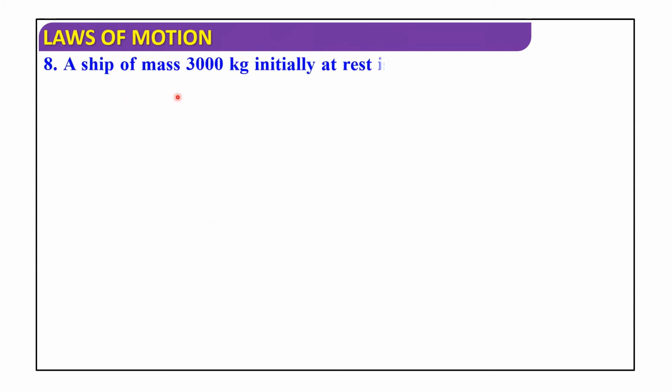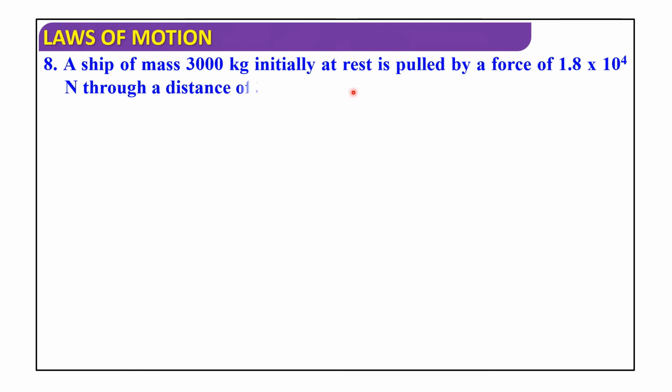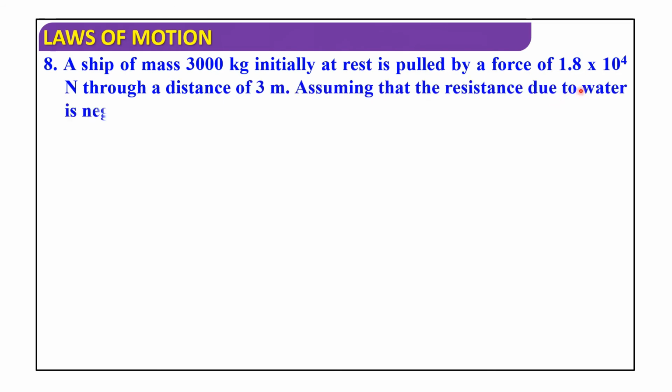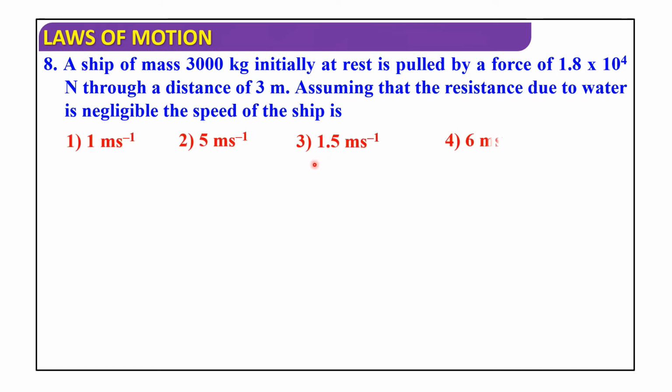A ship of mass 3000 kg initially at rest is pulled by a force of 1.8 into 10 to the power of 4 newtons through a distance of 3 meters. Assuming that the resistance due to water is negligible, the speed of the ship is... here we have to calculate the speed of the ship. Let us go to the solution.